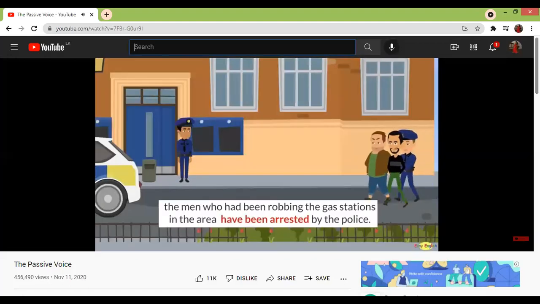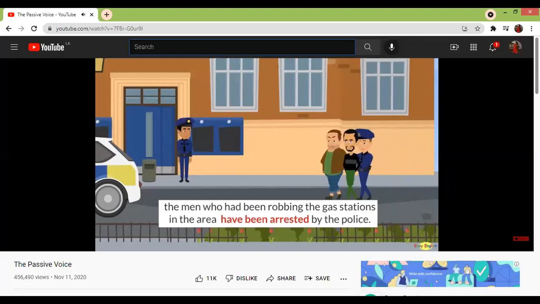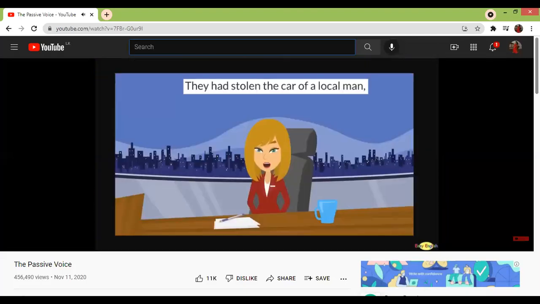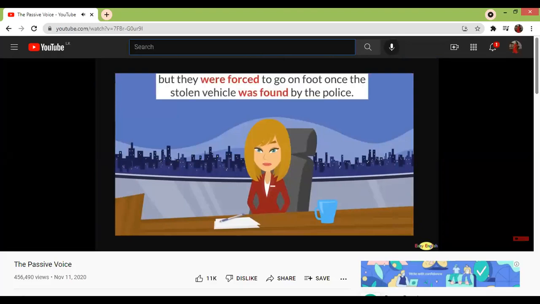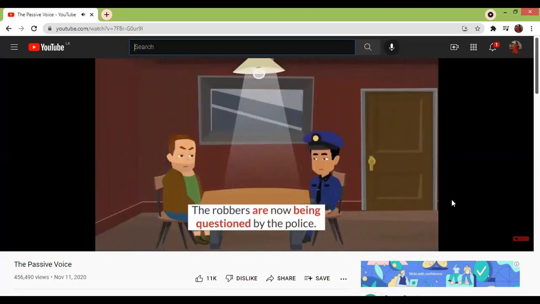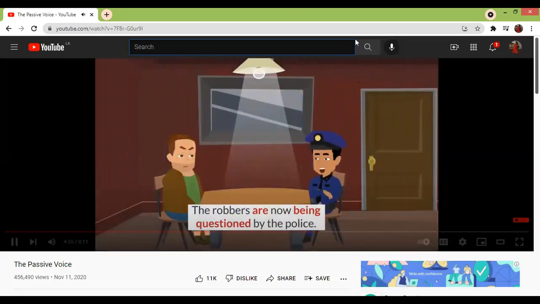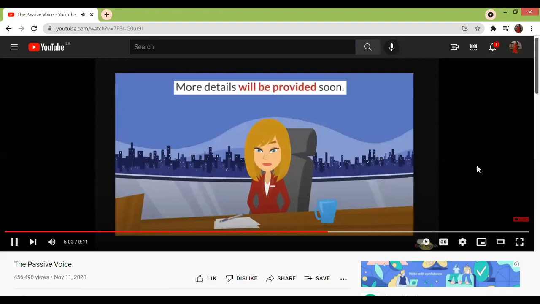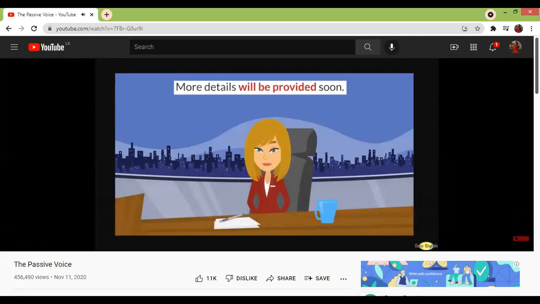The men who had been robbing the gas stations in the area have been arrested by the police. They had stolen the car of a local man, but they were forced to go on foot once the stolen vehicle was found by the police. The robbed cash hasn't been recovered yet. The robbers are now being questioned by the police. It is hoped that the money will be finally recovered from them. More details will be provided soon.